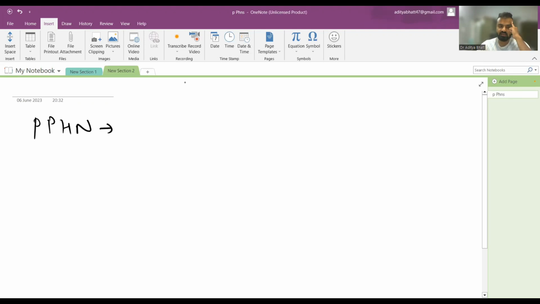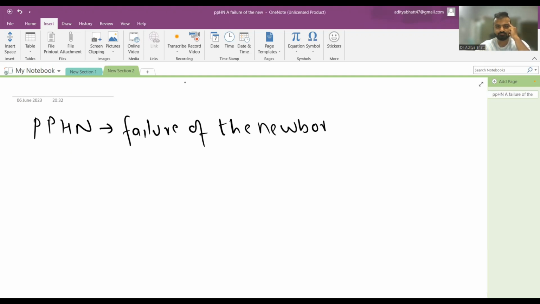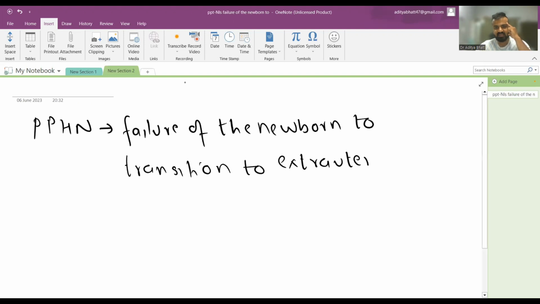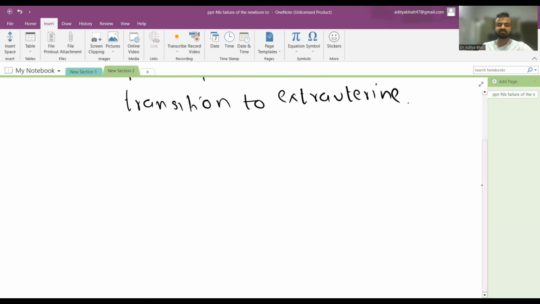PPHN is actually the failure of the newborn to transition to extrauterine life. Usually what happens is that PPHN is actually the persistence of the intrauterine system of respiration and circulation, which persists after the child is born. And this is detrimental, this is not physiologic, and this is what causes all the abnormality.